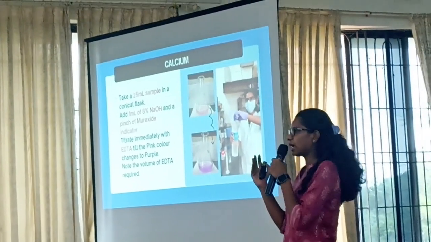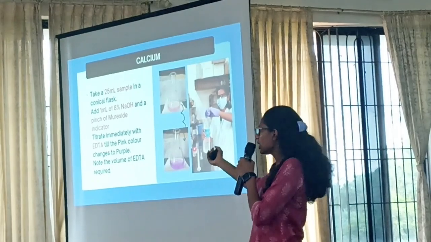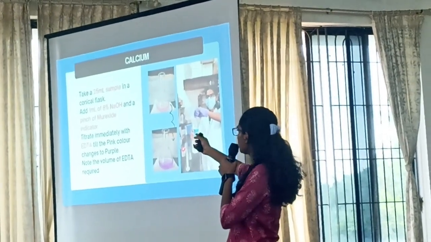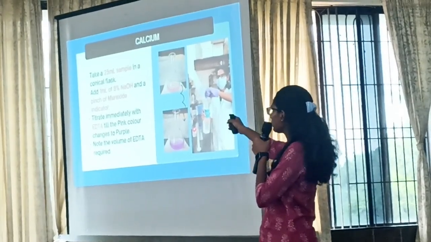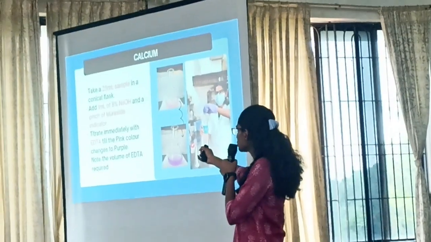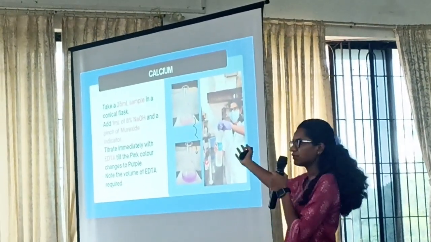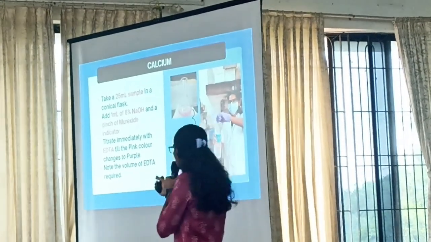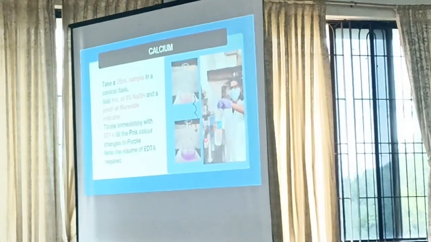So total hardness, as I told earlier, is mainly because of calcium ions. So to estimate calcium ion, I will do a similar titration, and for that I will be taking 25 ml of sample and I will be adding 1 ml of 8% NaOH and a pinch of murexide indicator. Then when I do the titration, my end point should be from pink to purple. So I will note down the reading and do the calcium ion estimation.